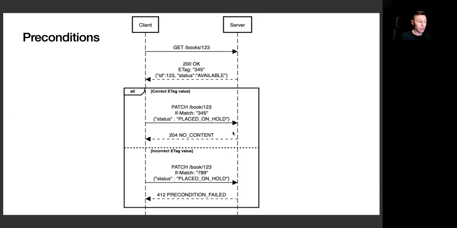And how can it look on the web sequence diagram? Whenever we try to read the book, we get the response with some E tag value, and we have two alternatives. If we put the same value into the If-Match header, trying to execute the PATCH method, or any unsafe method, we expect it to be successful. No content in our case. And if we put something bad, some incorrect E tag value, we expect to get 412 Precondition Failed.